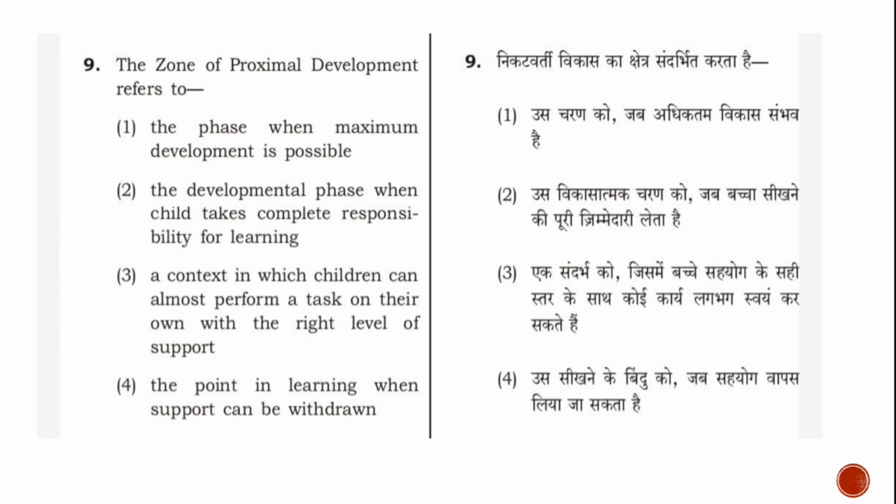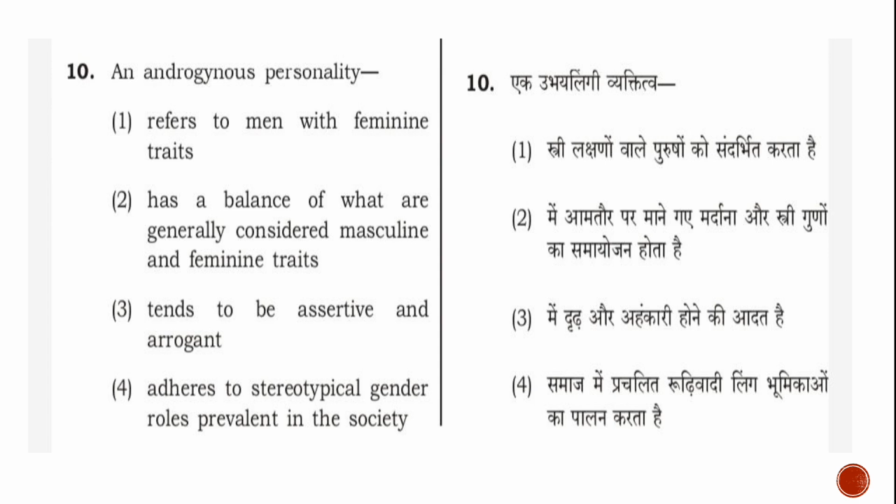The zone of proximal development refers to dash. Answer. A context in which children can almost perform a task on their own with the right level of support. An androgynous personality dash. Answer. Has a balance of what are generally considered masculine and feminine traits.